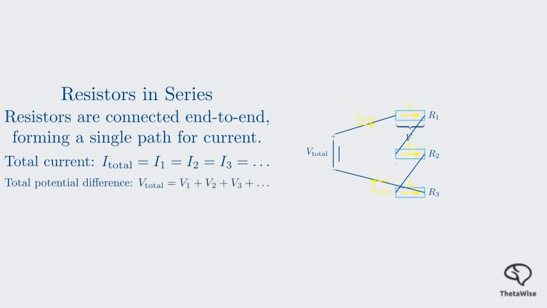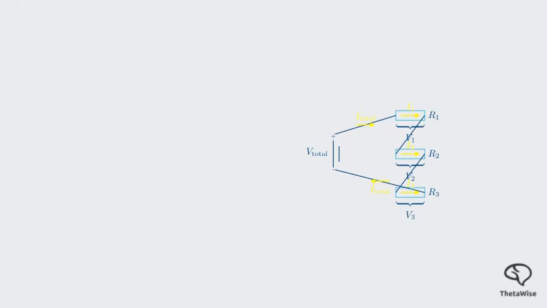Second, the total voltage from the source is divided among the resistors. This is why a series circuit is often called a voltage divider. The sum of the voltage drops across each resistor must equal the total supply voltage. Finally, let's derive the formula for total resistance in a series circuit.